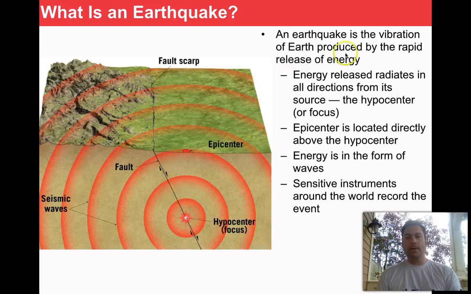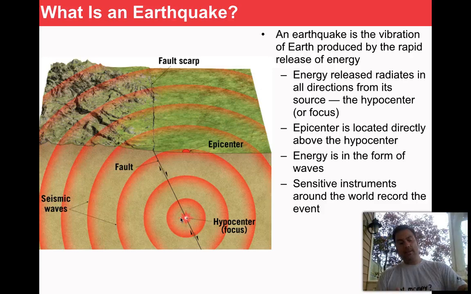Well, an earthquake is simply a vibration of earth produced by the rapid release of energy, typically along a fault. The energy released radiates in all directions from its source, and we call that source the hypocenter, the focus. This is the hypocenter right down here. This is where the actual breakage of the rock occurs. And we usually show it as a little point, but it's actually a plane.